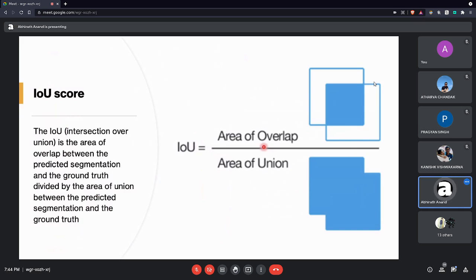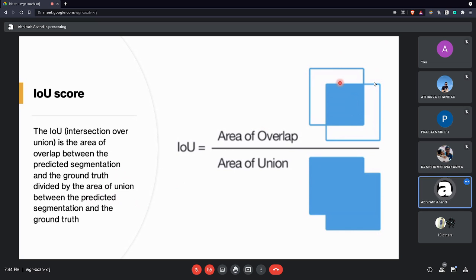The other metric is an IoU score. An IoU score is, again, very straightforward. Intersection over union is the area of overlap between the predicted segmentation and the ground truth, divided by the area of union between the predicted segmentation and the ground truth. So this image is very nice. It's very representative of what's going on.